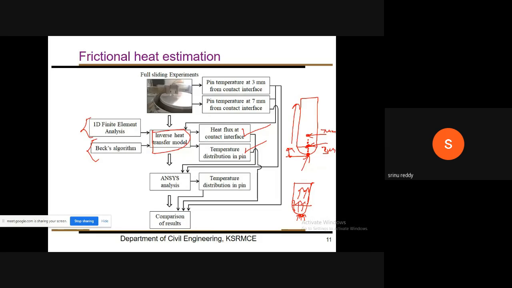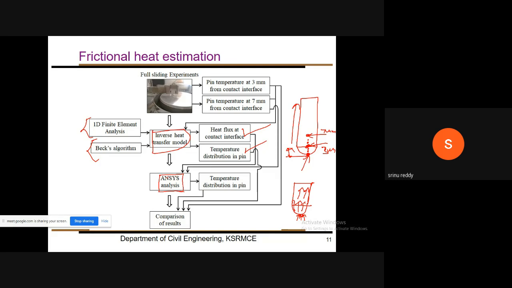So these two outputs we get from the inverse heat transfer model we have written. Later we want to check this model using a known package, so we have used ANSYS, another numerical package. The background of ANSYS is also the finite element method.